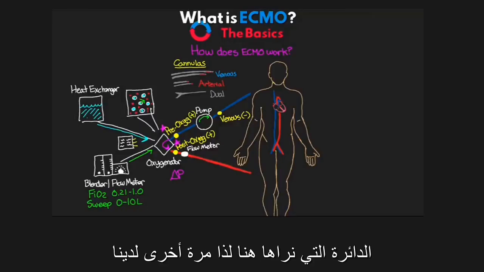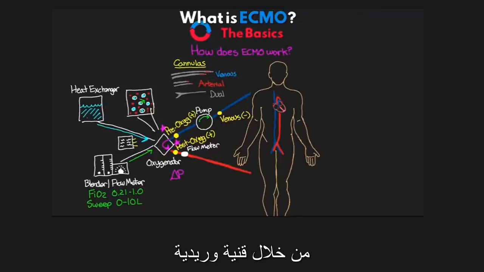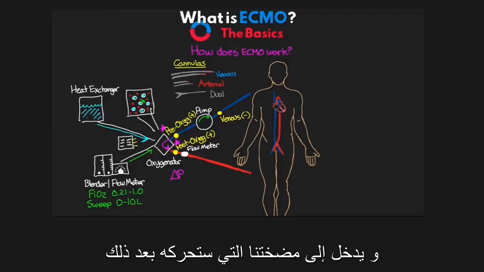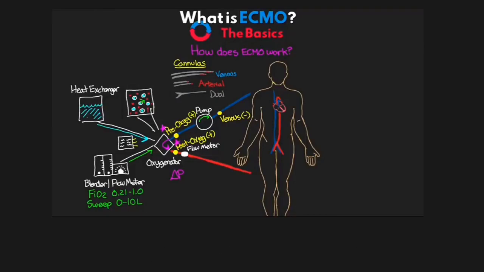So again, we have the blood coming out of the patient through a venous cannula. It's going to make its way past the venous pressure monitoring and go into our pump, which is then going to move it along through our pre-oxygenator pressure monitoring before it gets to our oxygenator. This is where the magic is going to happen.